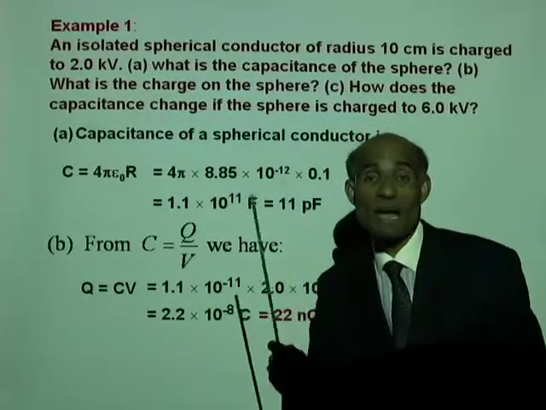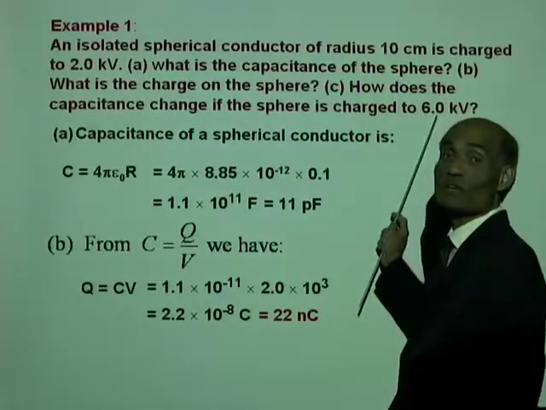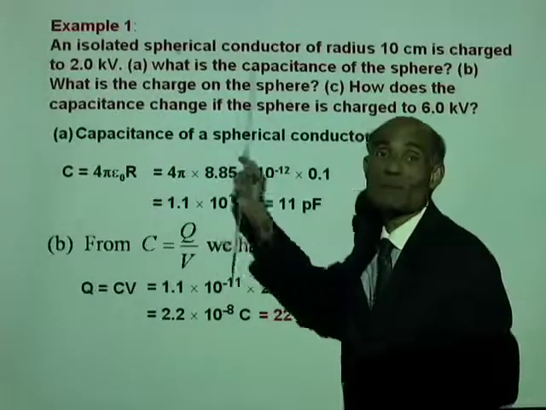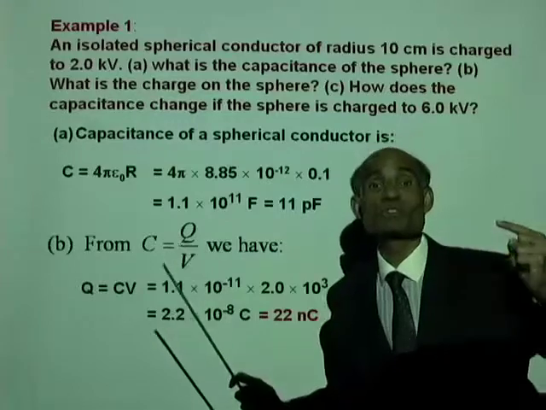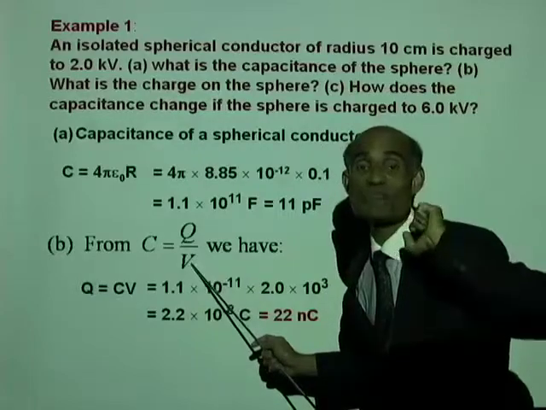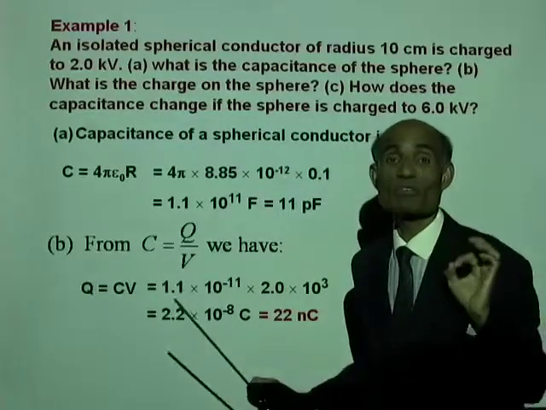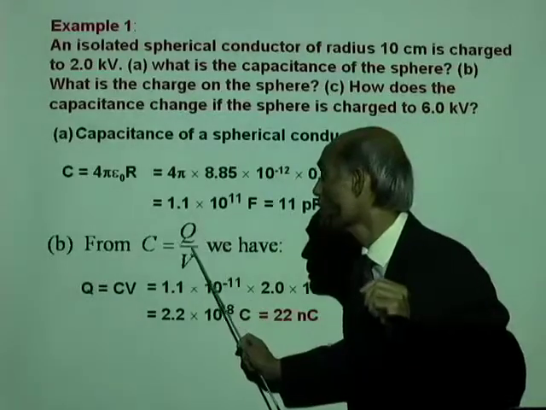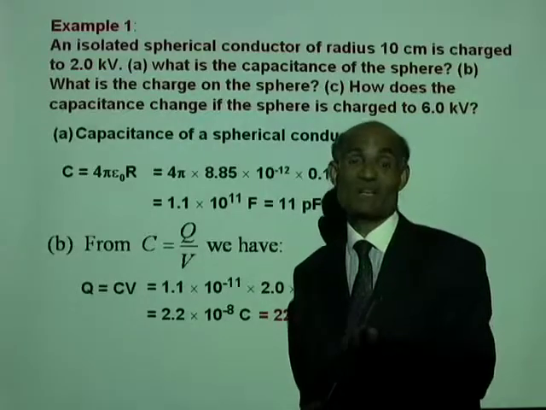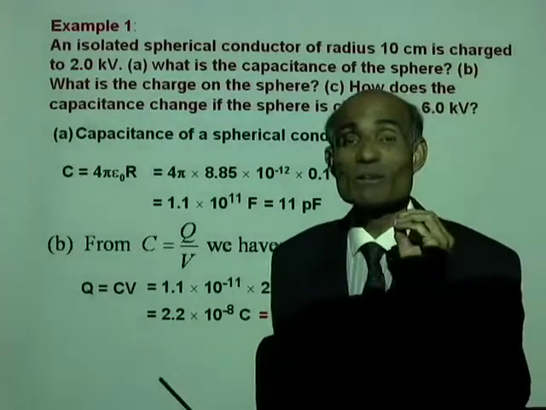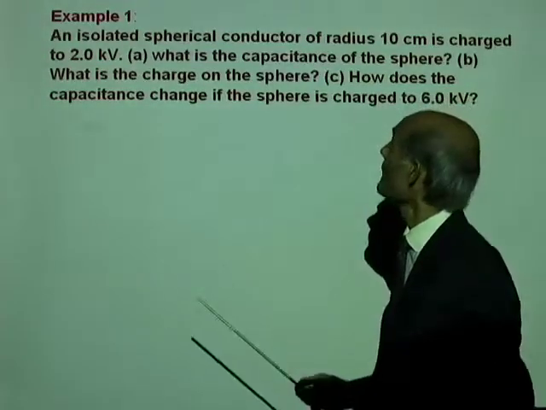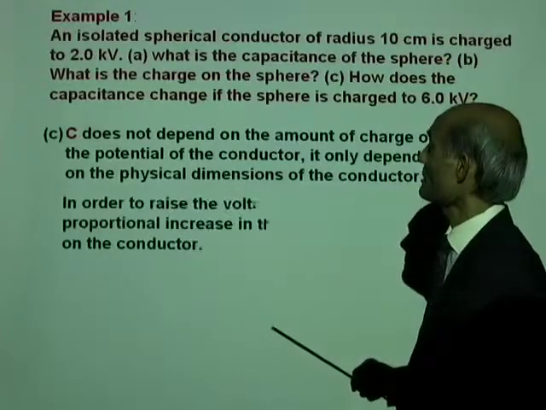Why? Because the capacitance does not depend on the potential. If you want to raise the potential to 6 kilovolt, that is 3 times the original, you've got to give the conductor 3 times the original charge. That means Q divided by V will not change. The capacitance of a conductor does not depend on the amount of charge, nor does it depend on the potential. The capacitance depends only on the physical dimensions of the conductor. Okay, we talked about that.